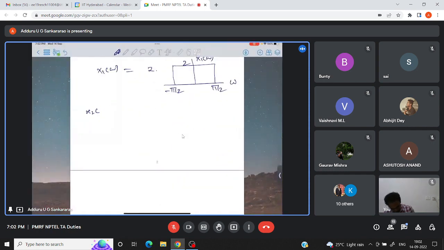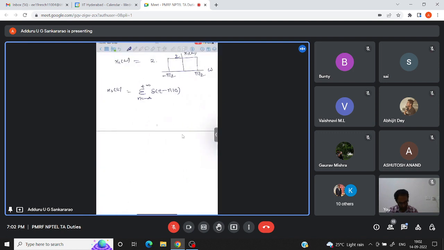x2 of t is given, x2 of t is the sum of delta of t minus 10n, n equal to minus infinity to plus infinity. So its Fourier transform, directly I am writing, I am not going to derive it here, it will take some time. In the interest of time, directly I am writing. Suppose I have a train of impulses, delta of t minus n ts, n equal to minus infinity to plus infinity, its Fourier transform is 2 pi by ts, sum over n equal to minus infinity to infinity of delta of omega minus n omega s.